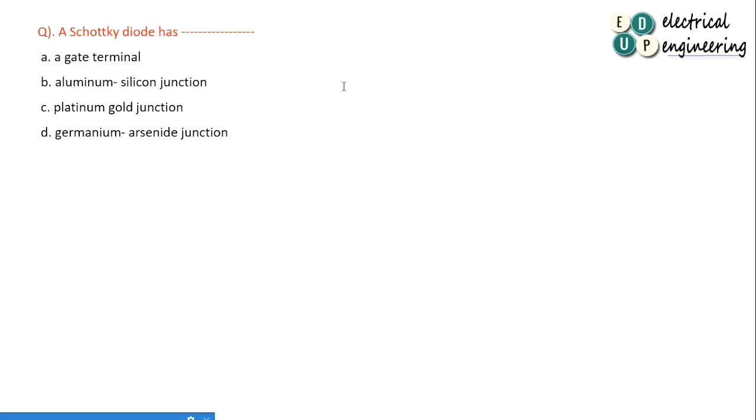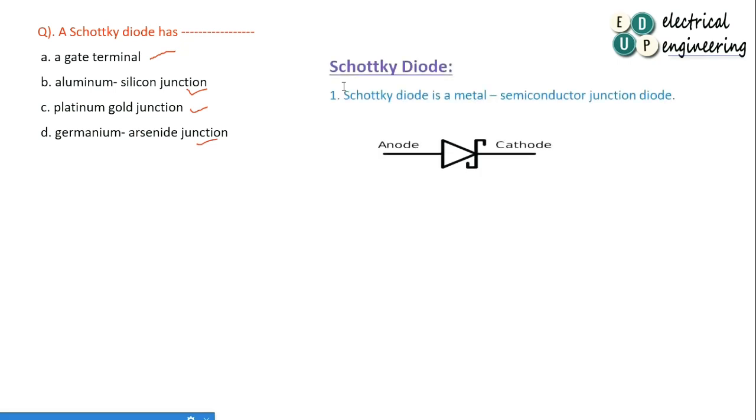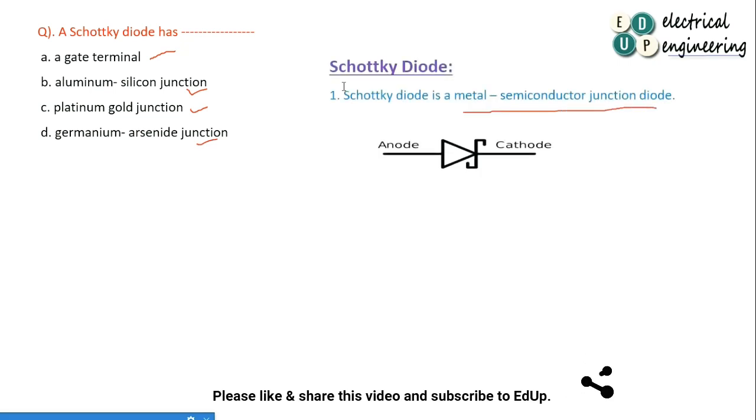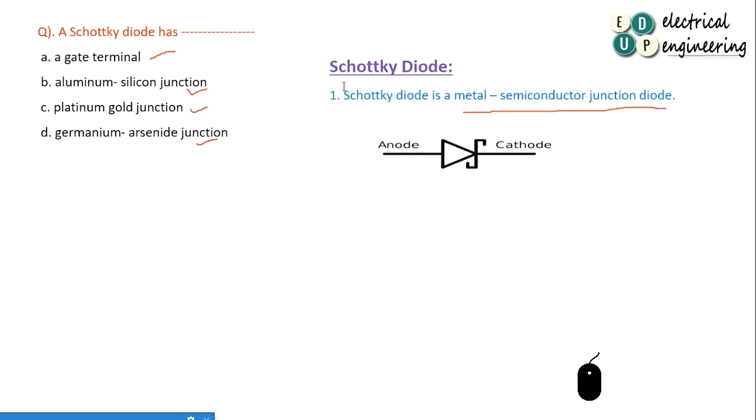Now comes to the next question. A Schottky diode has, the options are: a gate terminal, aluminum silicon junction, platinum gold junction, germanium arsenide junction. Now know about the Schottky diode. It is also known as metal semiconductor junction diode because the metal is used instead of p-type semiconductor. Here metal is the anode part and n-type is the cathode part.